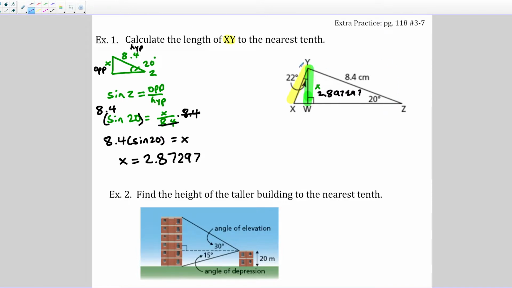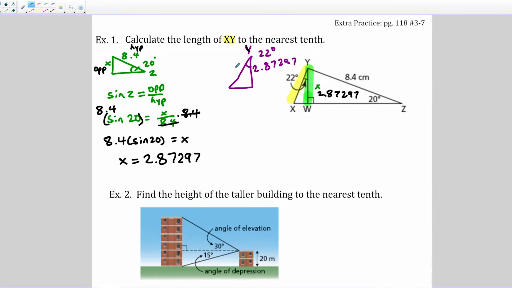So now we're going to be working with the second triangle here. So let's go ahead and draw that one over here on the left. So I've got my 22 degrees, and I know that this is angle Y. I've got my 2.87297 here. I just realized I accidentally mislabeled this guy, so let's go ahead and fix that. So 2.87297. And we're trying to find out this guy right here.